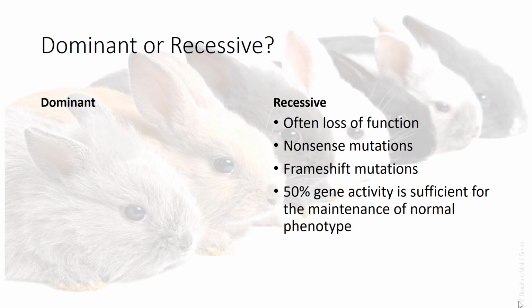For recessive conditions, 50% of the gene activity needs to at least be sufficient for a normal phenotype. Otherwise, it would be more of a dominant inheritance pattern. Dominant inheritance patterns usually involve mutations that are a gain of function. You make a protein that's never existed before, and it basically wreaks havoc with its presence.